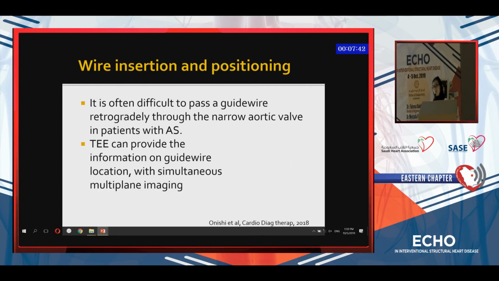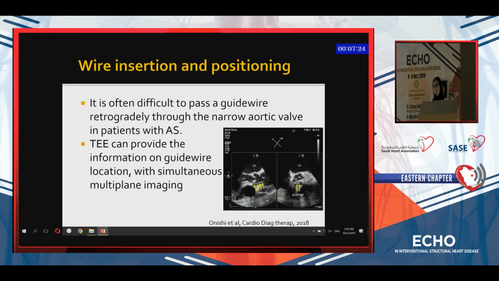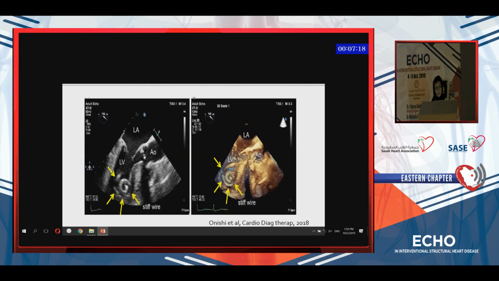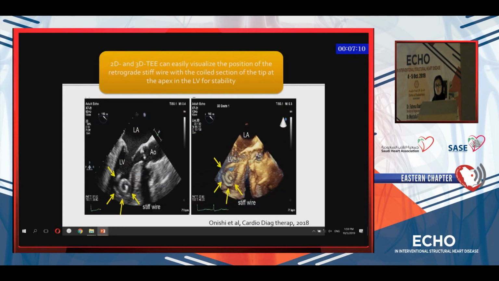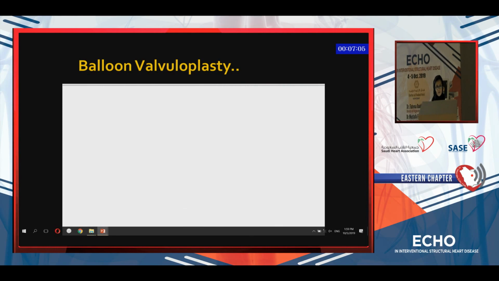So what are the different components that TEE can help with during the procedure? Well, it's sometimes difficult to pass a guide wire retrogradely through a very narrowed, stiff valve. So it can give you real-time data on the positioning of this guide wire using X-plane simultaneous imaging, the long and short axis views. You can also see the tip of the coil, which is also seen in fluoroscopy, but echo can show you more robust data on the stability of the tip of the wire as well.